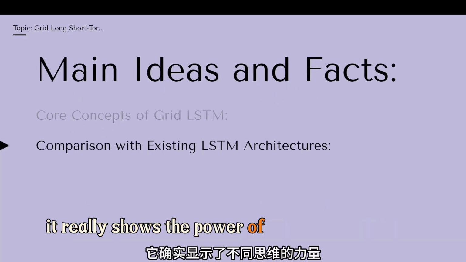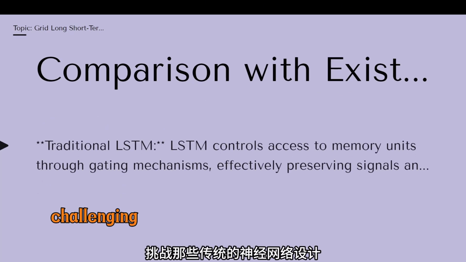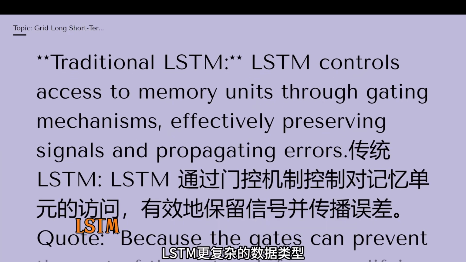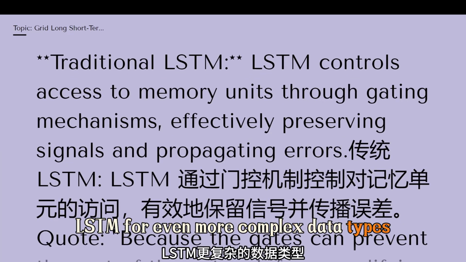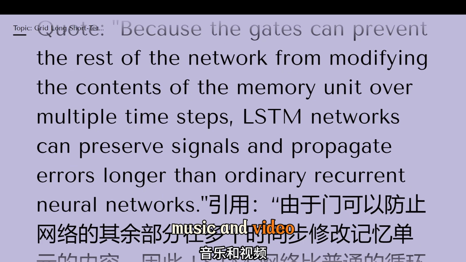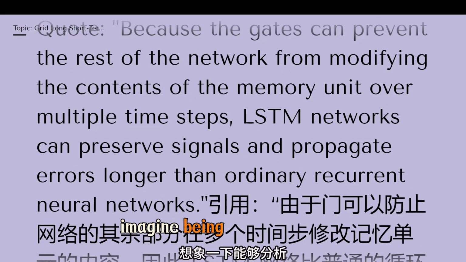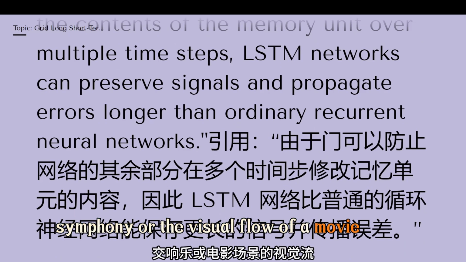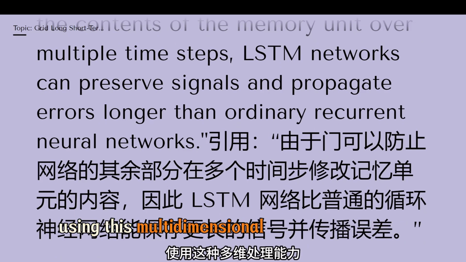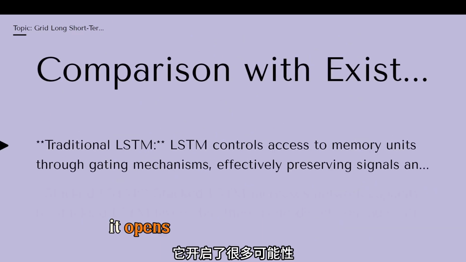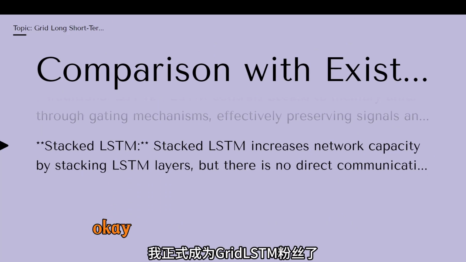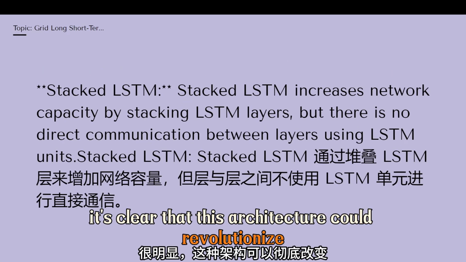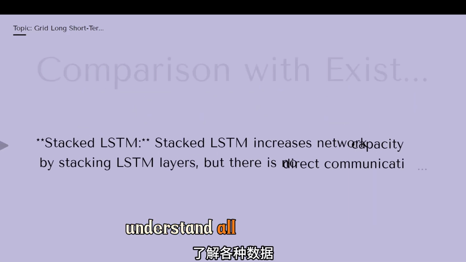It really shows the power of thinking differently and challenging those conventional neural network designs. And the paper even hints at using Grid LSTM for even more complex data types, like music or video. Music and video. Now that's exciting. Imagine being able to analyze, like, the dynamics of a symphony or the visual flow of a movie scene. Using this multidimensional processing power, it opens up so many possibilities. Okay, I'm officially a Grid LSTM fan. It's clear that this architecture could revolutionize how we process and understand all kinds of data.